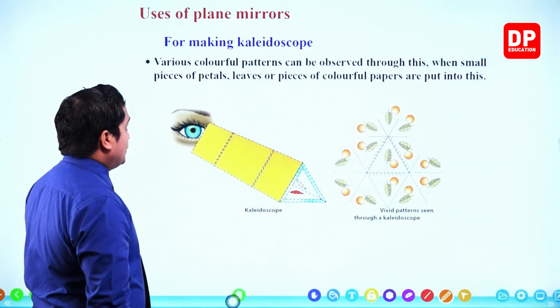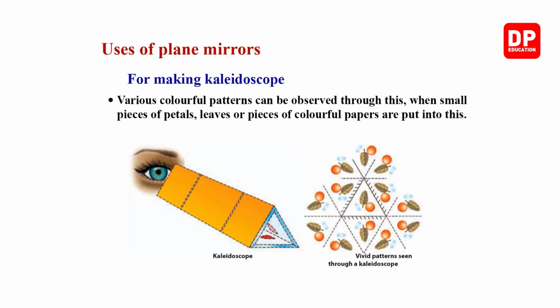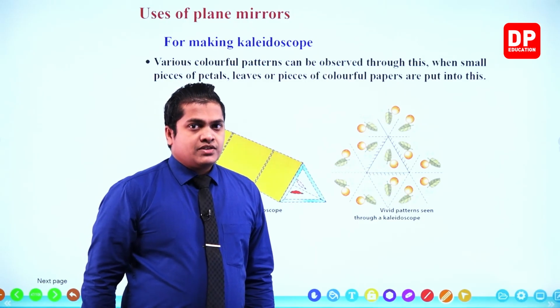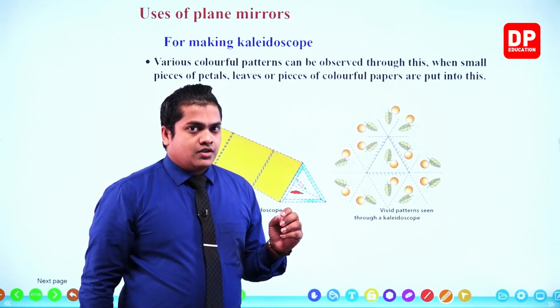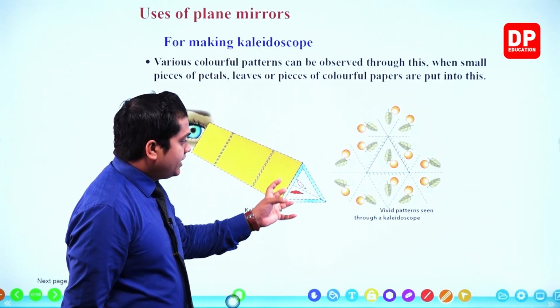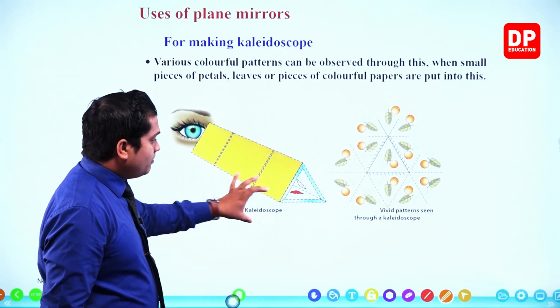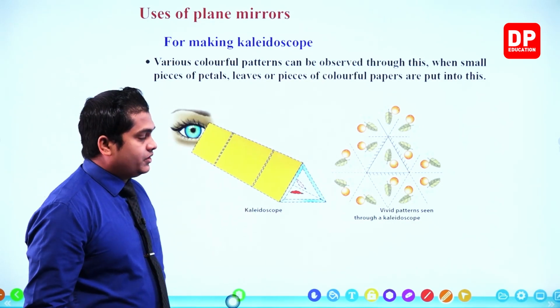Right. So the next content is also regarding the uses of plane mirrors, my dear children, but especially in making special instruments. The first and foremost instrument is the kaleidoscope. The kaleidoscope produces vivid patterns when you insert a certain object into this prism-like object, which is called the kaleidoscope.